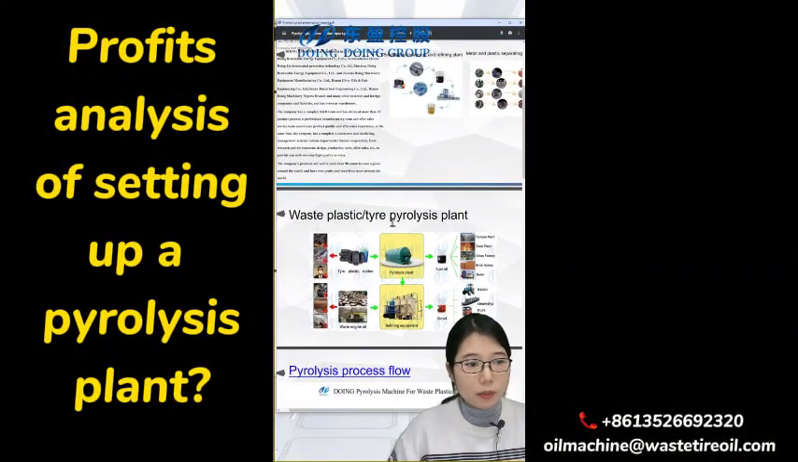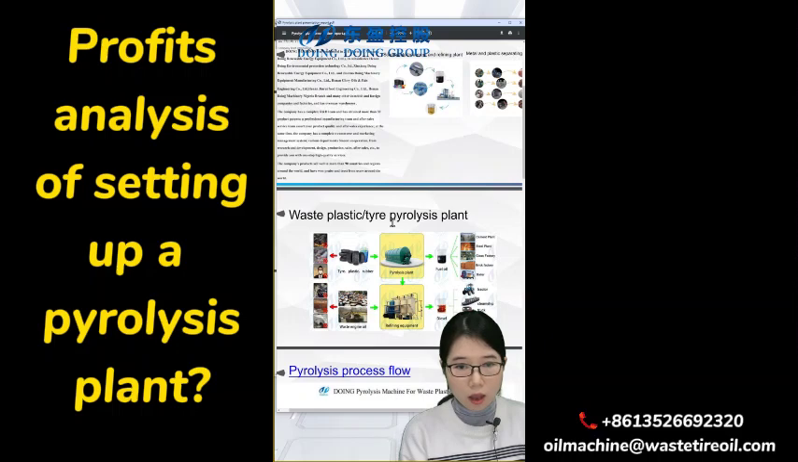The pyrolysis plant can process the waste tire and the plastic into the fuel oil, which is kind of a heating fuel. So it can be used for some heavy industries like cement plant, steel manufacturer, glass factory, brake factory, and boiler as well. So it has a wide usage.